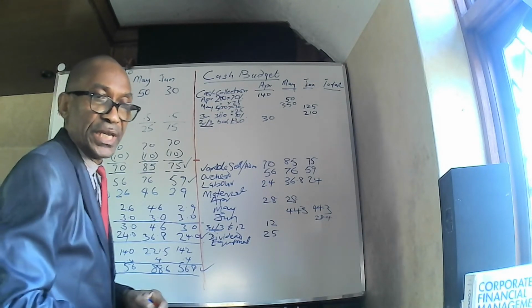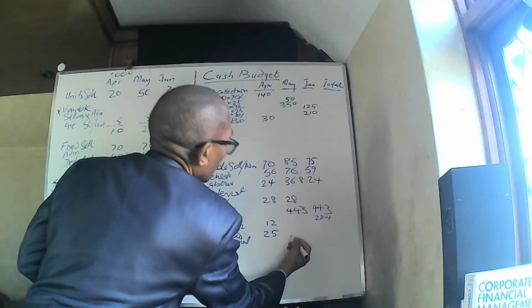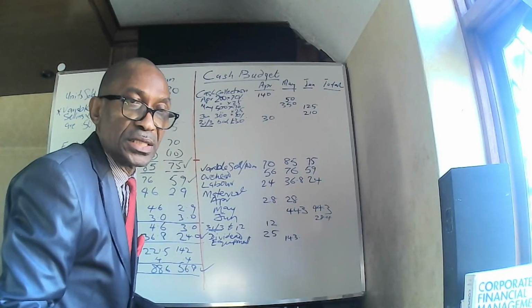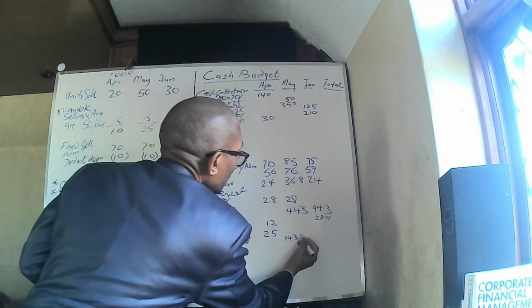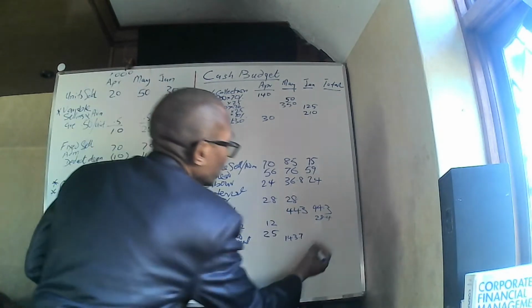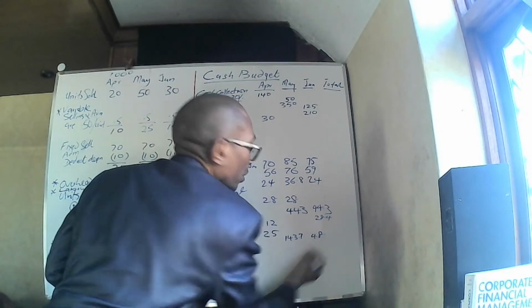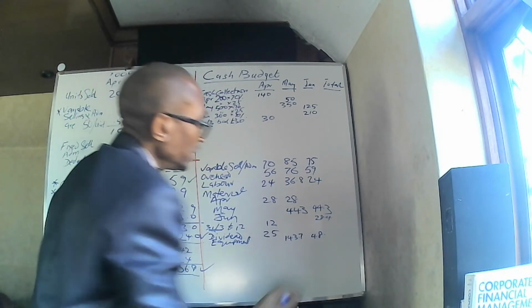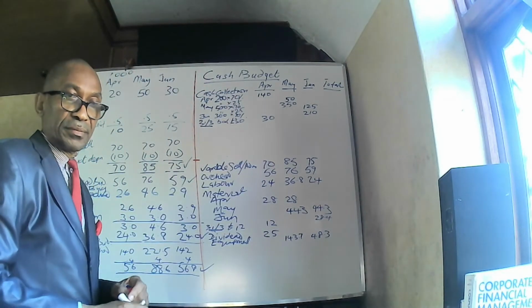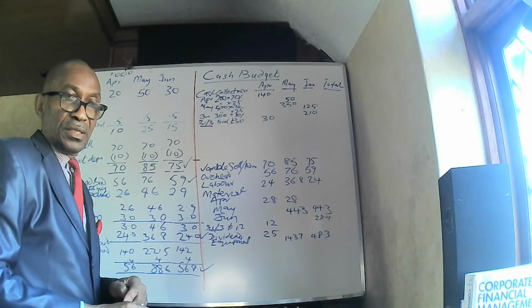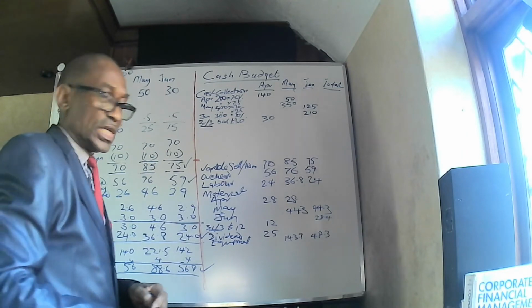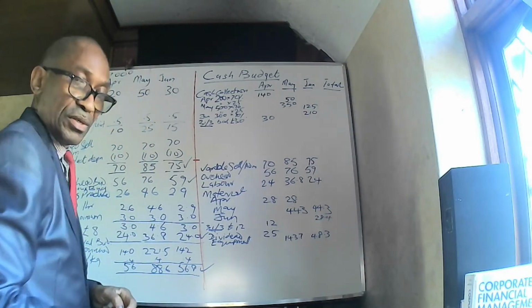In May, 143.7, and then in June they paid 48.3 again. It has an April 1st cash balance of 40,000. They have an opening balance of 40,000.